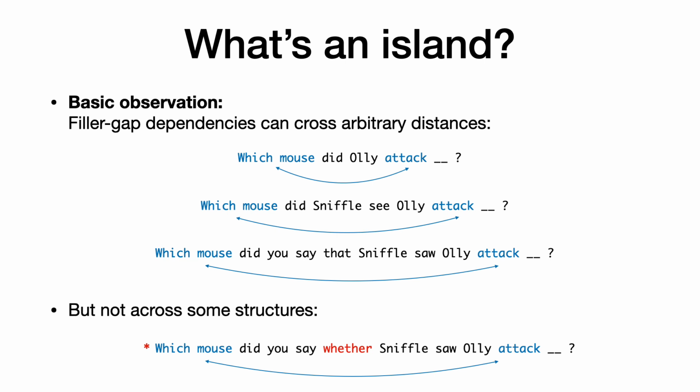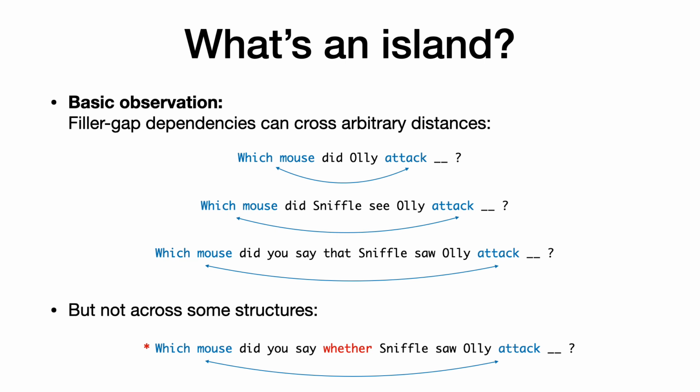But what's interesting is that even though filler gap dependencies appear to cross arbitrary distances, there are some structures that they cannot cross. So whereas which mouse did you say that Sniffle saw Ollie attack sounds okay, which mouse did you say whether Sniffle saw Ollie attack sounds kind of funny, right? There's something funny about swapping in the word that for the word whether that makes a sentence sound worse. And so this is what we refer to as an island. Put briefly, an island is basically some construction that a filler gap dependency can't cross without sounding funny, let's say.